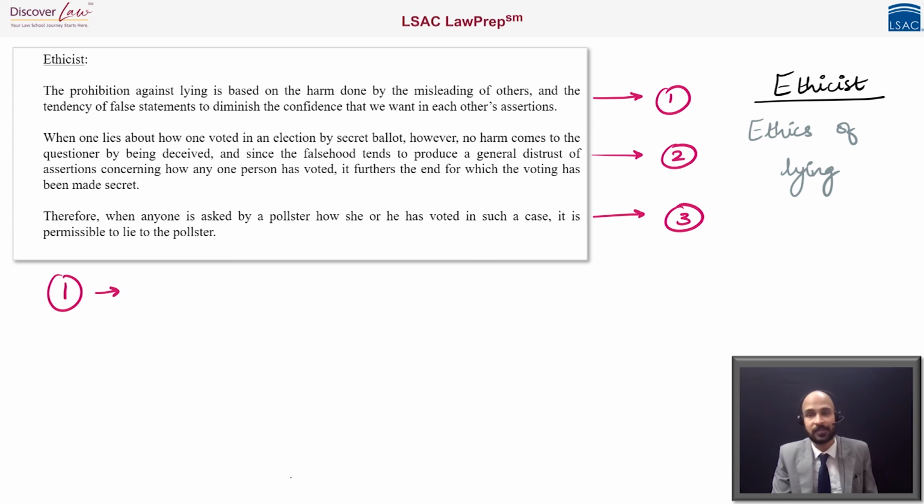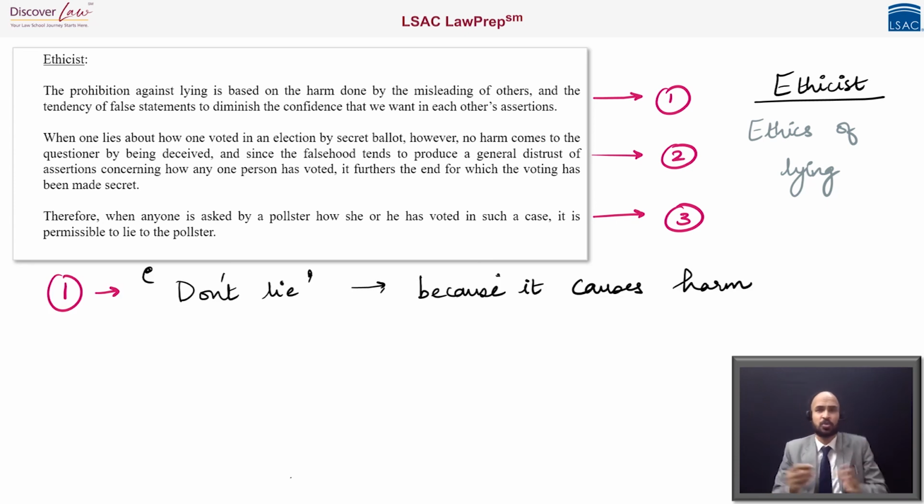Okay, the first sentence says that you should not lie because it causes harm. As you can see here, it says the prohibition against lying is based on the harm done by the misleading of others and the tendency of false statements to diminish the confidence that we want in each other's assertion. So it's talking about a harm, and then it talks about what the harm is.